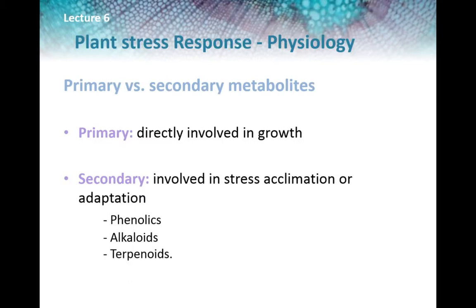Secondary metabolites are organic compounds that do not participate in primary metabolism, but have recently been shown to play important roles in plant stress acclimation and adaptation. In the next slides, we will go over the three major groups of secondary metabolites. Those are phenolics, alkaloids, and terpenoids.